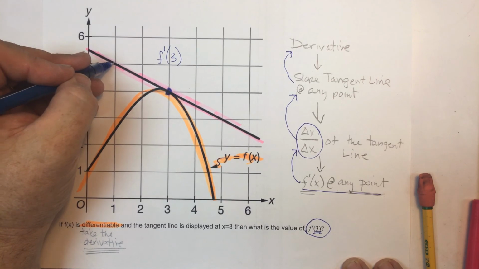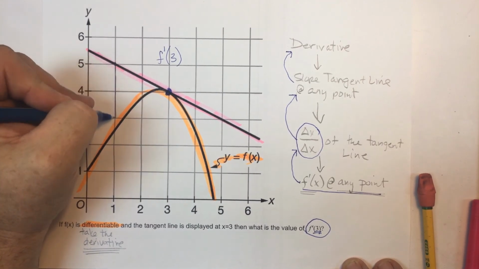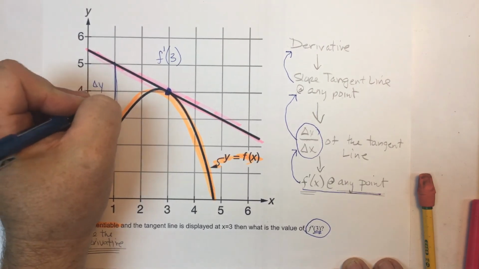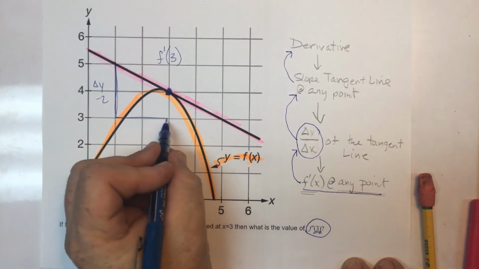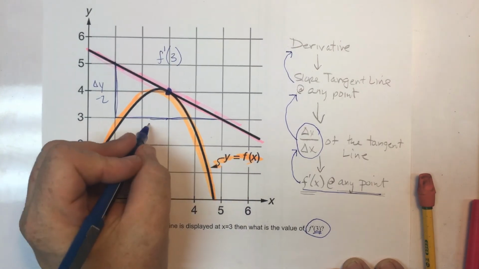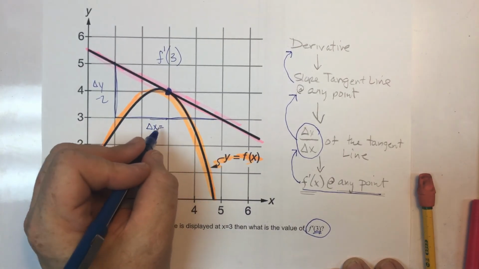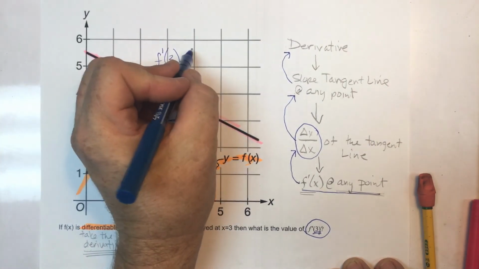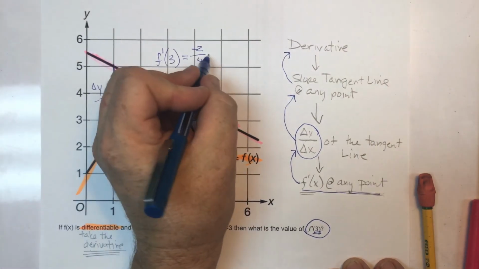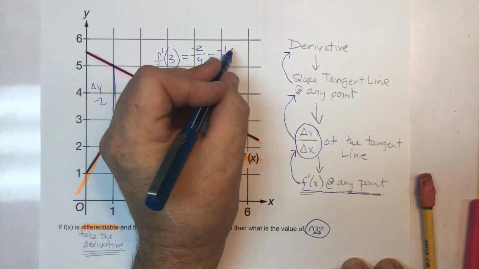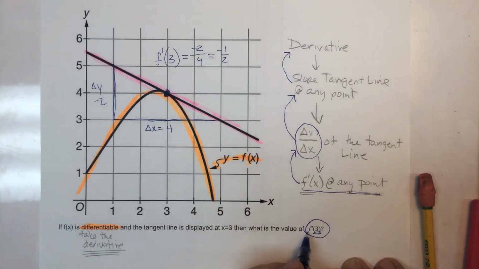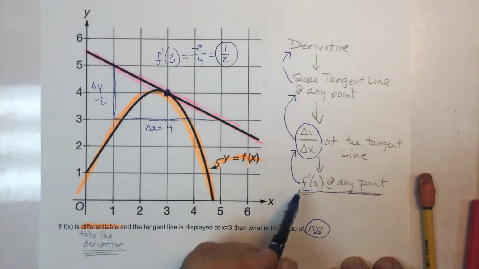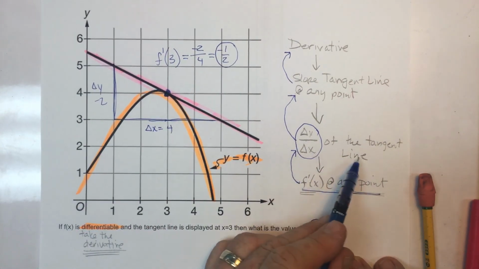So I'm going to look at this and go, oh, looky there. There's my change in y, which is negative 2. There's my change in x, which is equal to 4. So this is going to equal negative 2 over 4, which is equal to negative 1/2. So this answer here is negative 1/2 based on the fact that f prime at any point is the slope of the tangent line.